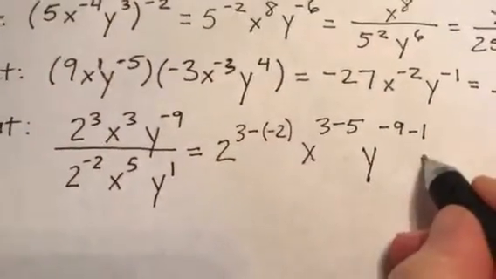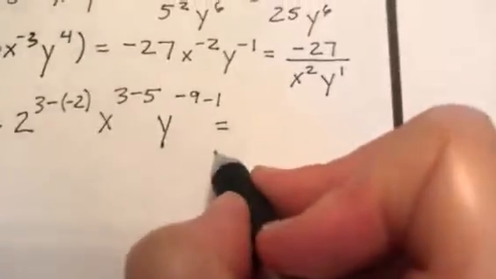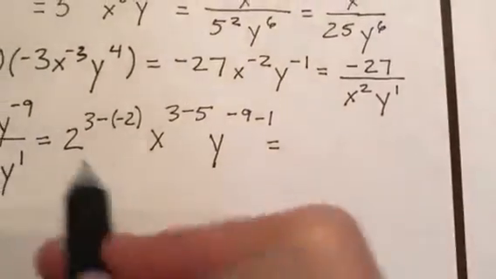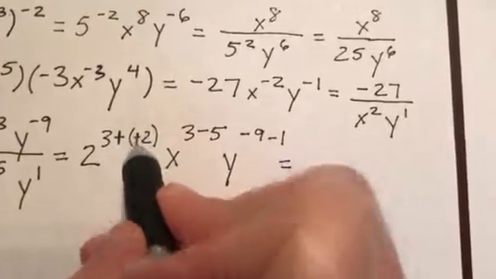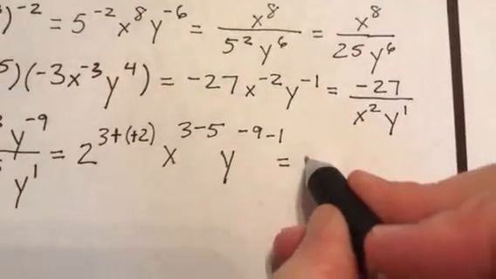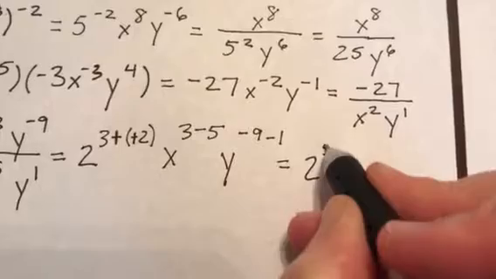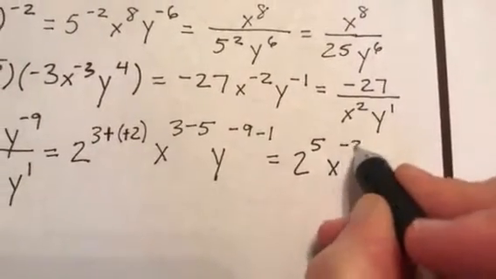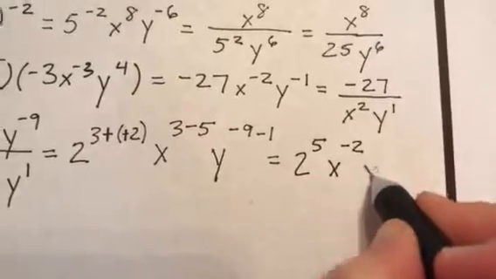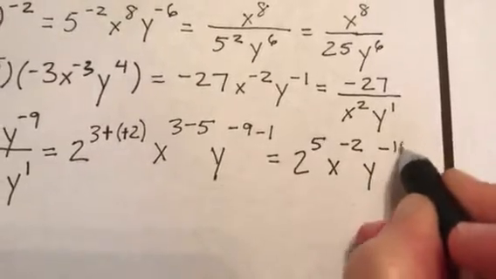And so let's simplify each of these parts. 3 minus negative 2. Minus a negative is really the same as plus a positive. So this becomes 2 to the positive 5th. And then x to the negative 2. Y to the negative 10.